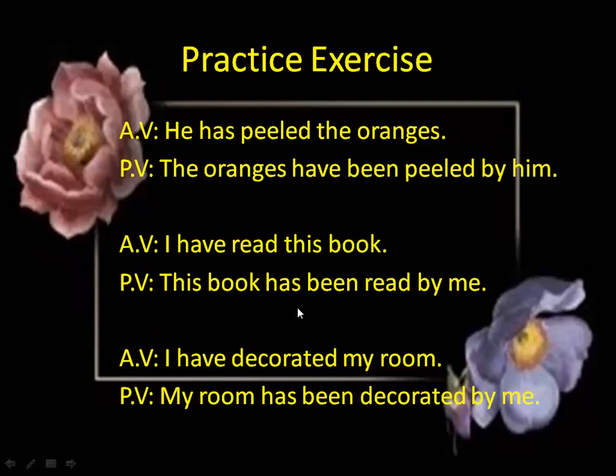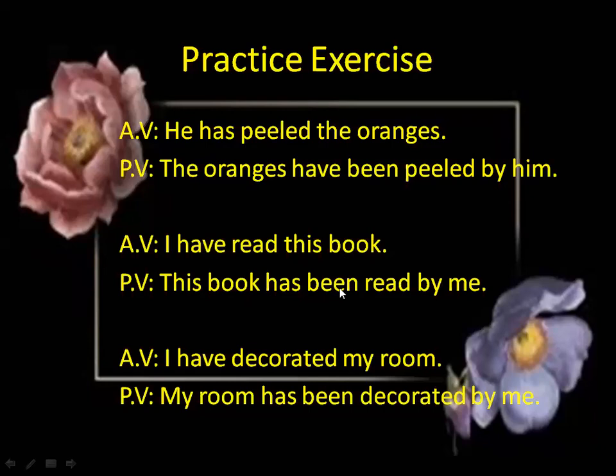Now come to this practice exercise. These are some active sentences, you have to convert them into passive. He has peeled the oranges, the oranges have been peeled. See again, he is singular, so we have used has over here, but the oranges are plural, so we have used have over there. Don't see the active helping verb and don't put it blindly in the passive. Passive के structure के according, the object is plural, so you have to use have over here, not has. The oranges have been peeled by him. I have read this book.